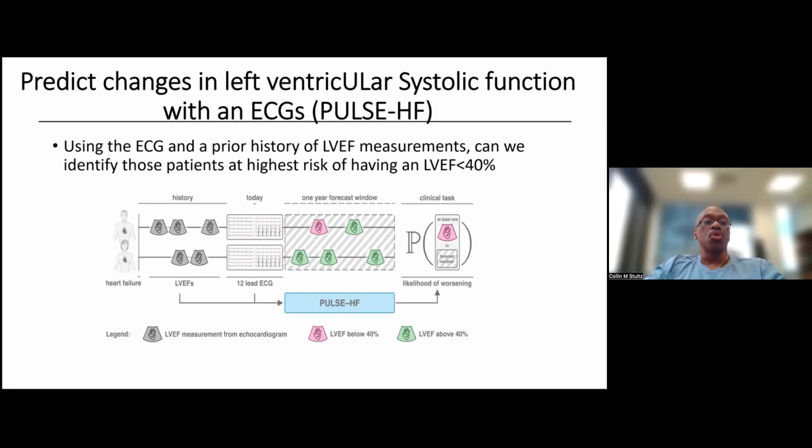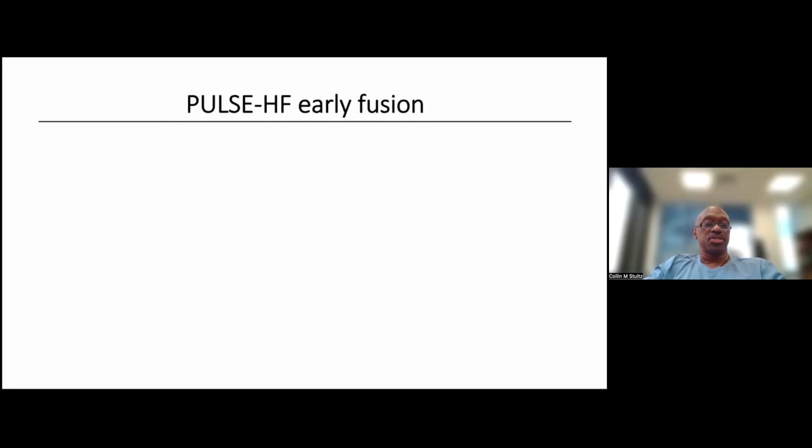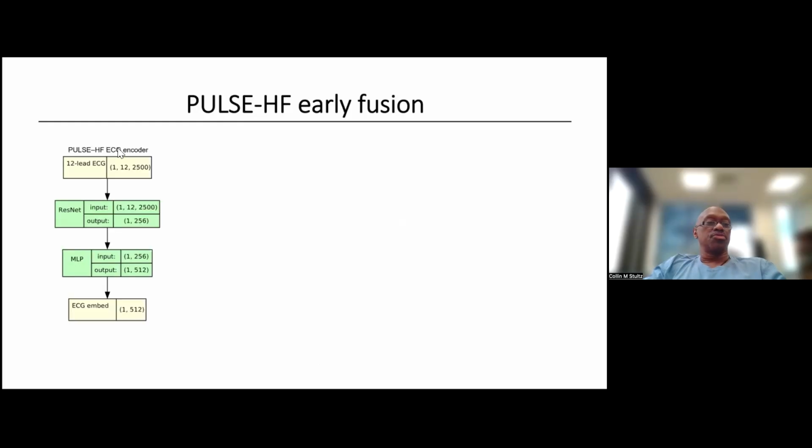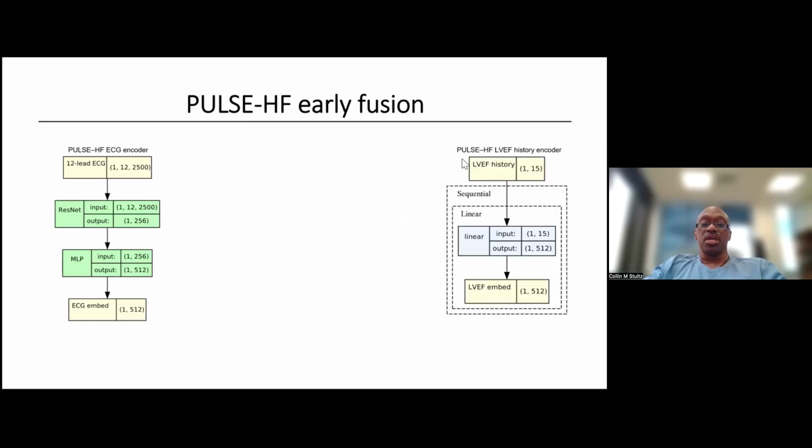So this is an early fusion task. We have an encoder for the ECG. It's a typical ResNet, which builds your embedding, and then we have some MLP that gives you some final low dimensional embedding, going from 2,500 times 12, 30,000 numbers, to 512 numbers. And we have another embedding for the LVEF history, the sequence of numbers that determine the EF in the past.